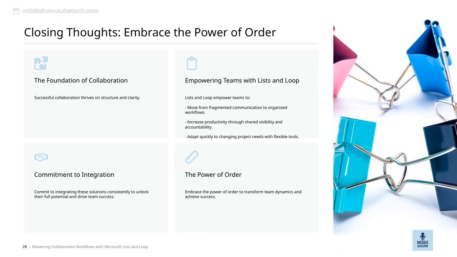Lists and Loop are powerful because they help us move away from scattered, fragmented communication. Instead, we create organized workflows that everyone can see and understand. This shared visibility not only boosts productivity, but also fosters accountability within the team. And because these tools are flexible, they allow us to adapt quickly to changing project needs, keeping us agile and responsive. Remember, successful collaboration relies on having a clear structure and understanding.